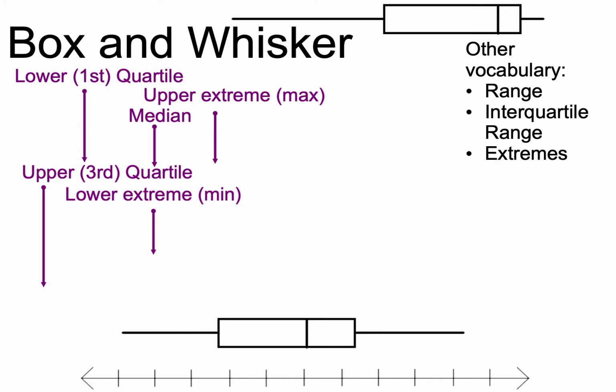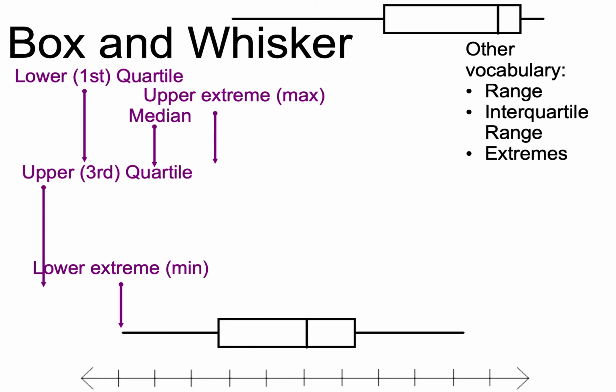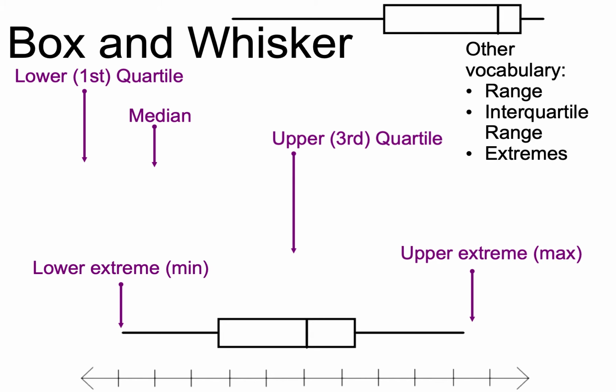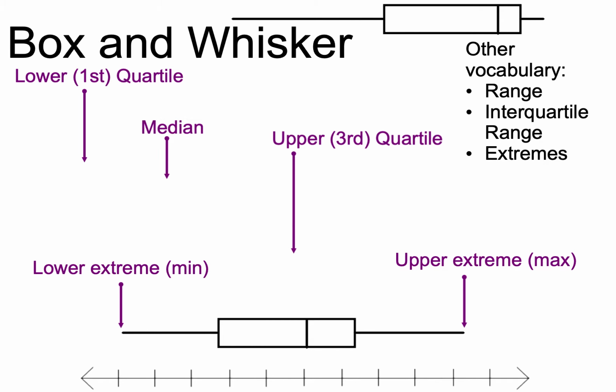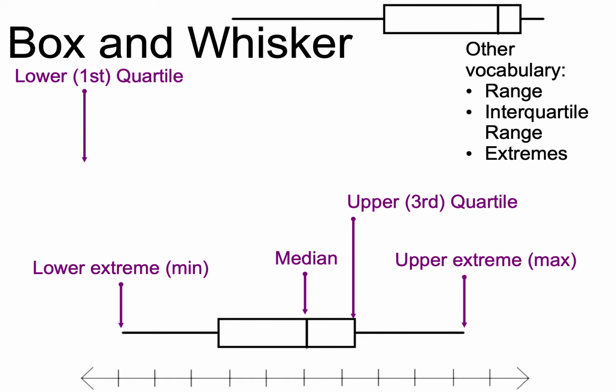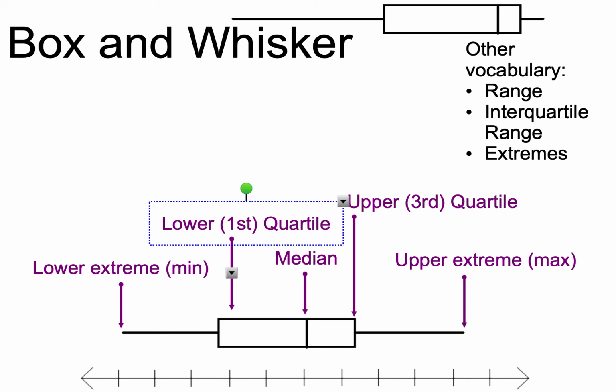Okay, first with the box and whisker plot, it's important to understand where the parts are. First, we've got the lower extreme, also called the minimum. That's going to be the lowest end of the whisker. The upper extreme, the maximum, is the highest point that it reaches on the box plot. The median would be the middle of the box. Right here, the upper quartile is the top end of the box. It's also called the third quartile. And the first quartile is the bottom end of the box, also known as the lower quartile.